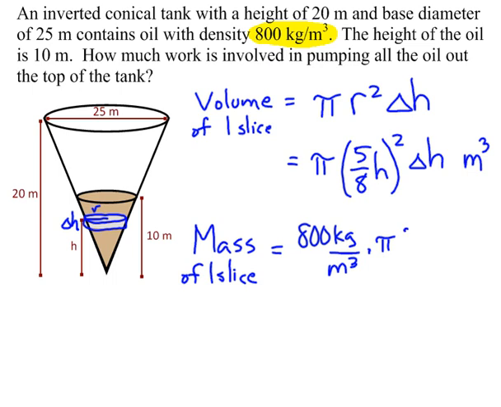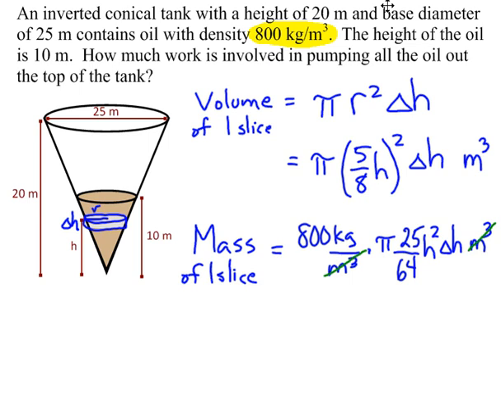Pi, I'm going to go ahead and multiply this out. 25 over 64 h squared delta h cubic meters, and then we see that the cubic meters are going to cancel, and our units are now in kilograms, which is good because that's the unit for mass. So I've got volume, then mass.